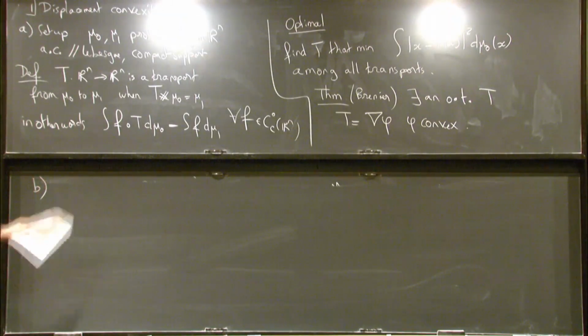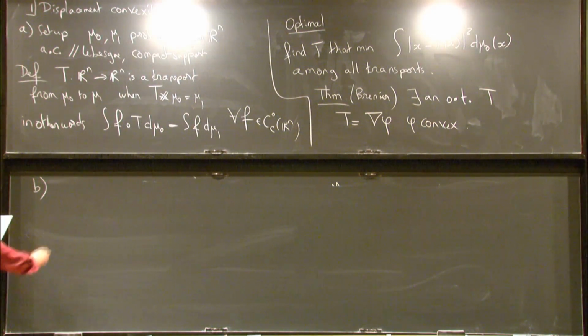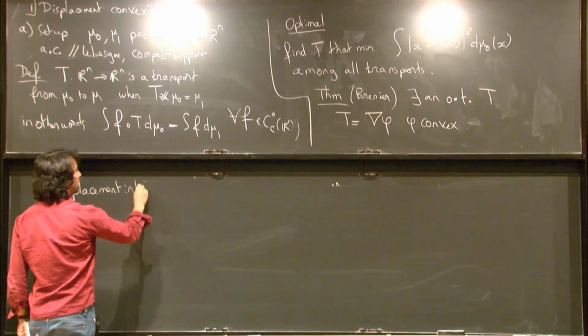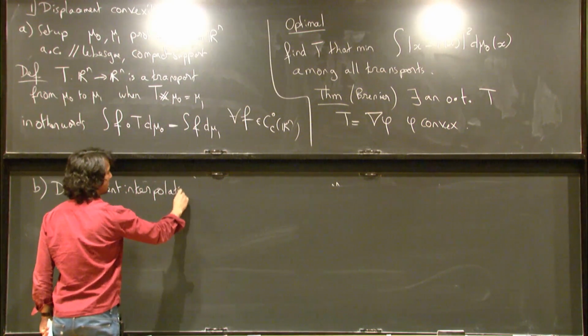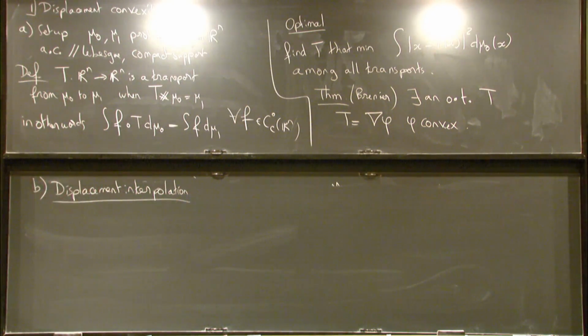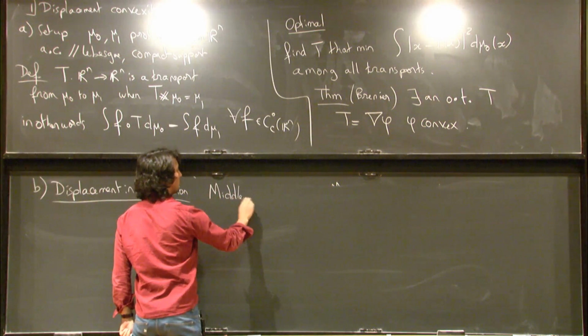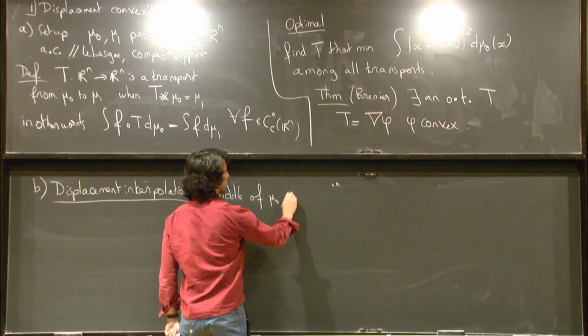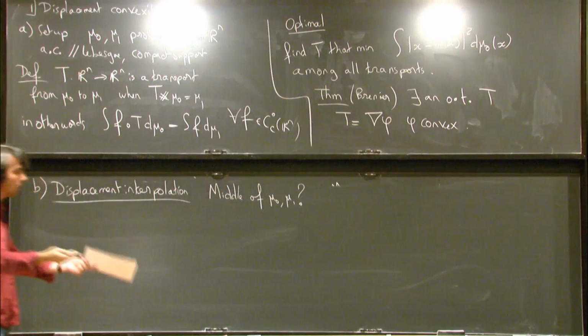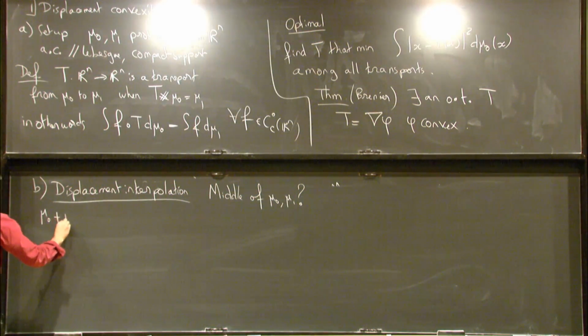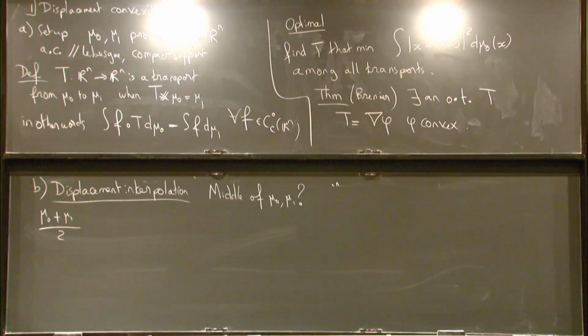And once you have the notion of a transport, you can define a new notion of interpolation called displacement interpolation. And the basic question it answers is, what's in the middle of mu0 and mu1? Well, you can say, I know an answer for that. Take mu0 plus mu1, divide by 2. That's what we are tempted to say, right?